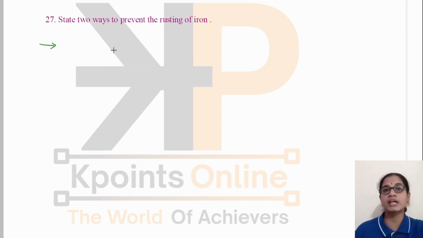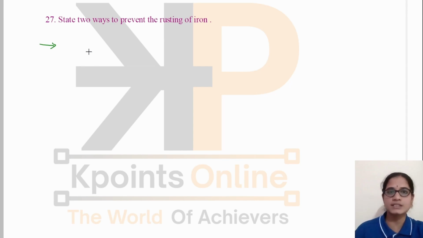We know that rusting of iron is a very serious problem, as iron is applicable in many fields. In construction purposes, for bridges, homes, buildings, iron is used. If iron is corroded, then it will result in the formation of iron oxide, which is a flaky substance. It will deteriorate the metal. So we have to prevent the rusting of iron. How can we prevent it?